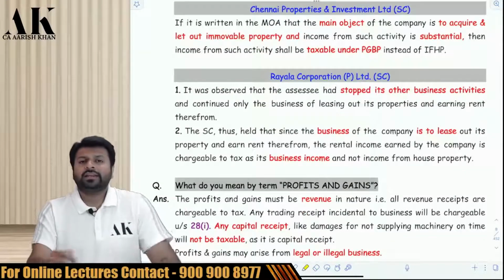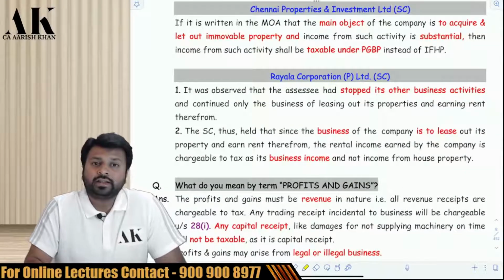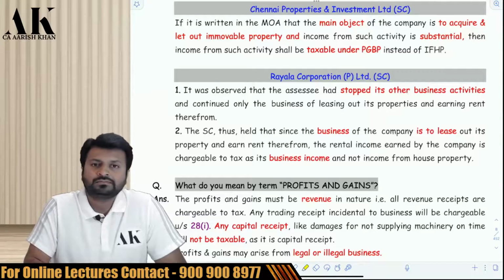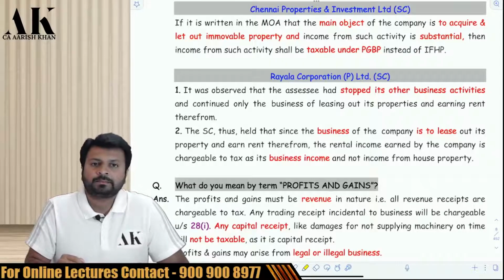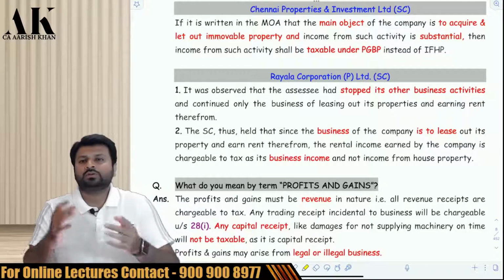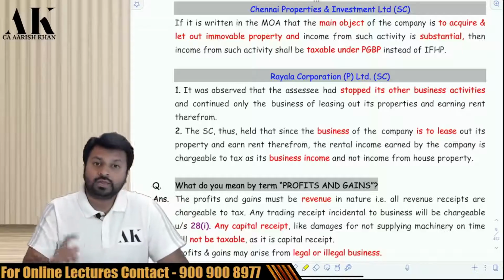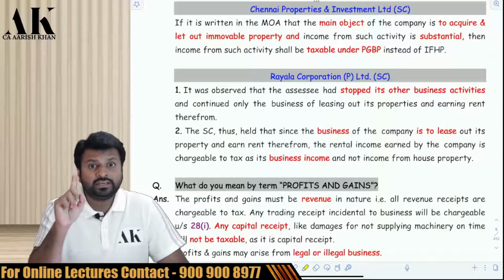Now, where does the rental income classify? Generally, if I ask you where does the rental income classify, you will say income from house property. It's not always correct. Now, in this case, in Chennai Properties and Investment Limited 2015 and Rayala Corporation 2016, what has happened? There was an assessee in the state of Tamil Nadu in Chennai. The main objective of the assessee was to acquire property and let out. And it was written in the memorandum. Listen carefully each and every condition.